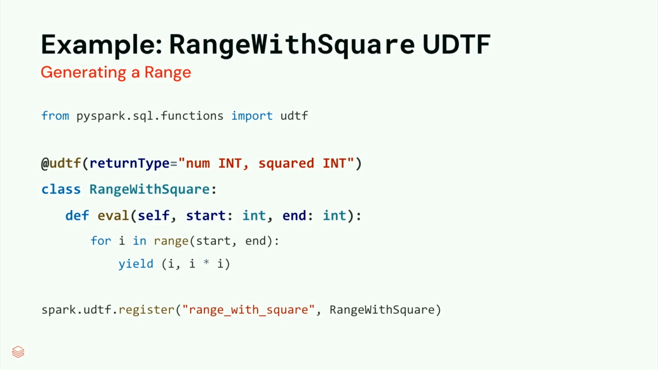This is a simple UDTF, range with square. It takes two arguments, start and end, and yields each integer in that range along with its square. The udtf decorator registers the function and declares the output schema, in this case two columns, num and squared. Internally, the eval method is just a generator. It loops through the range and yields rows one at a time. This is a clean way to express logic that needs to expand one input row into many.